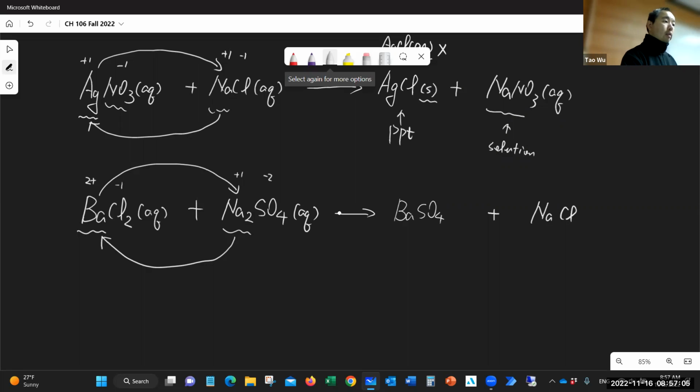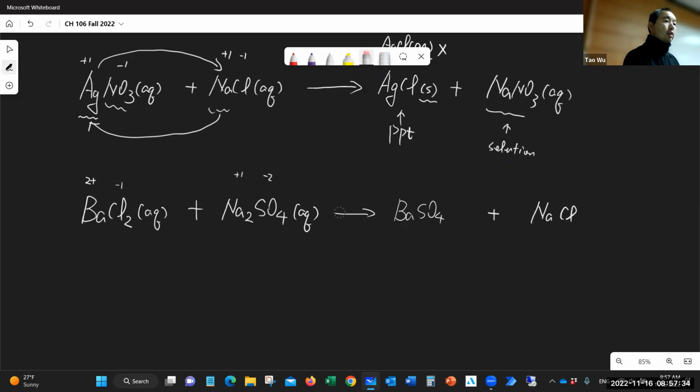So now you're going to balance this equation and make sure you keep the sulfate combined together as a polyatomic ion, because we have a sulfate in the reactant and we also have a sulfate in the product. You don't have to count how many sulfur or how many oxygen it has. So for this equation, how do we balance?